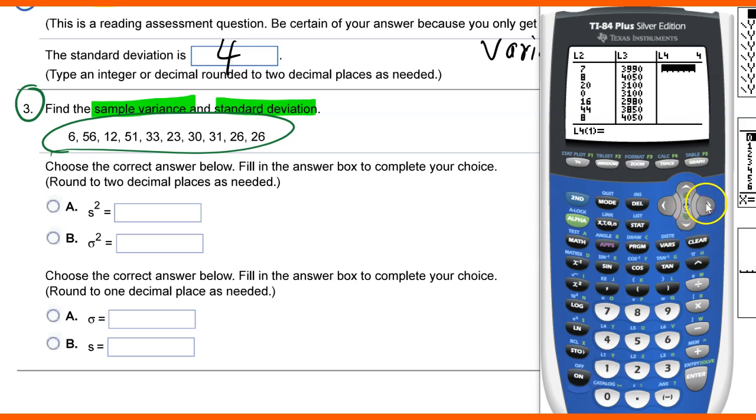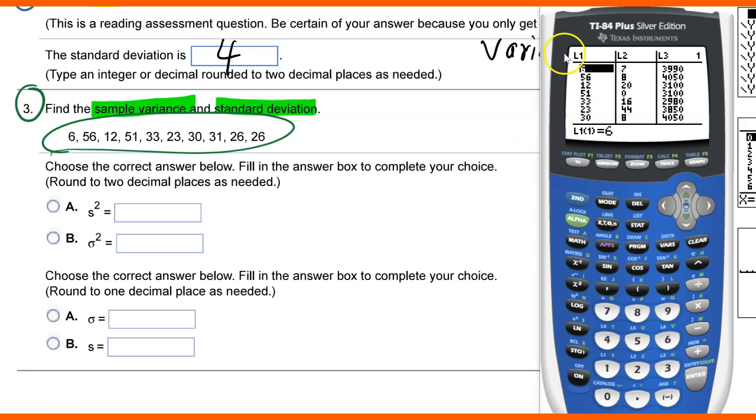I can put it anywhere. If I want to put it in L1, let's highlight L1 by using the arrow button, then clear and enter. That means L1 is clear. Similarly, you can clear L2 and L3. Since L1 is clear, I can put the data in L1. I type 6, enter. I type 56, enter, and I'll type 12, enter. I'll pause the video, put in all the data, and be back to you.